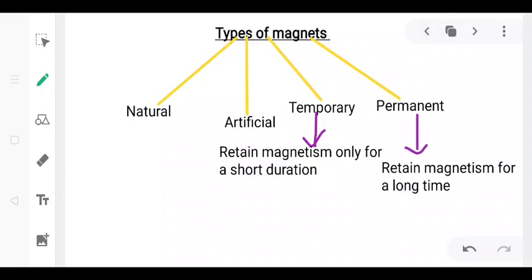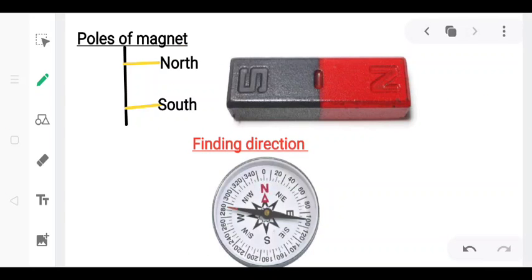What is the need to make artificial magnets? Actually, artificial magnets can be made very powerful and can be made in any desired shape or size, which is not possible in the case of natural magnets, and that is why there is a need to make artificial magnets.